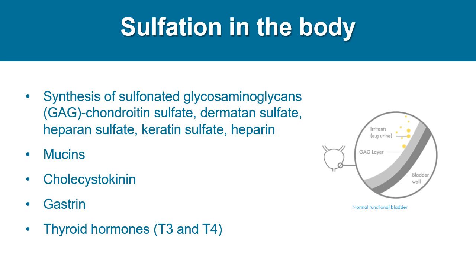So sulfate deficiency can really impact the integrity of various linings of your body and organs. And then keratan sulfate and heparin are part of mast cells, and they're found in the skin, lungs, and liver. But also sulfation is involved in thyroid hormone synthesis, T3 and T4 as well.